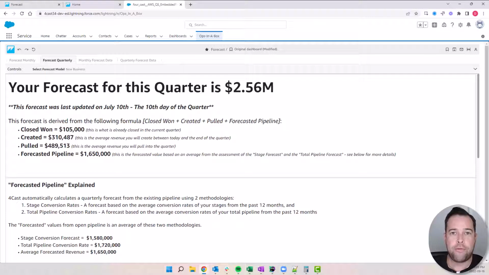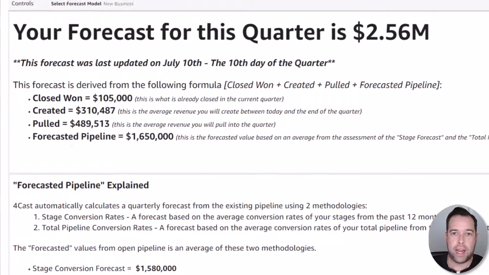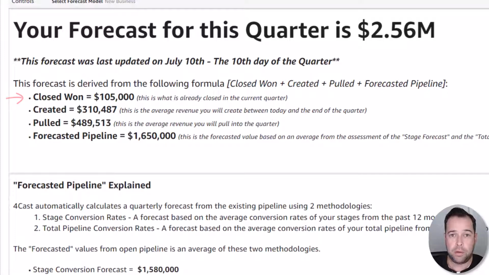Well, it's coming from four different numbers. We're going to add up what's already been closed won, plus we're going to be looking again at that 10th day in this example and looking at what historically is being created and closed from the 10th day to the end of the quarter. In this case, we're looking at an average of $310,487 being created and closed from the 10th day forward.